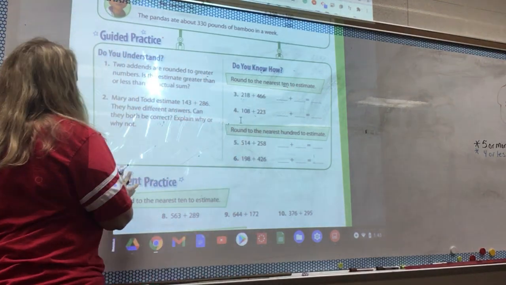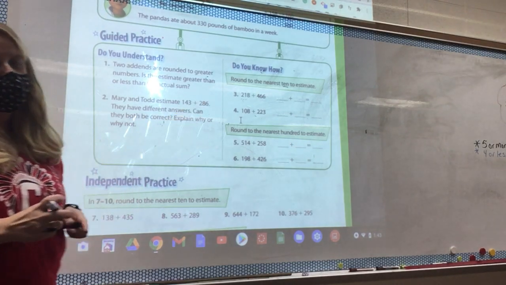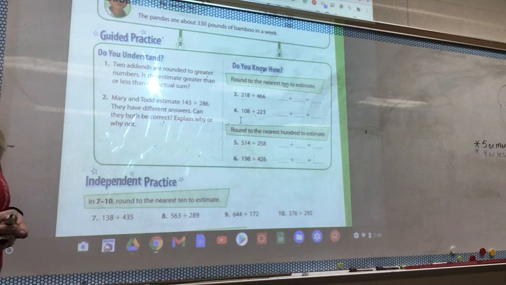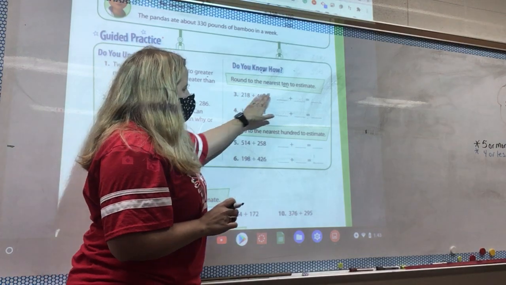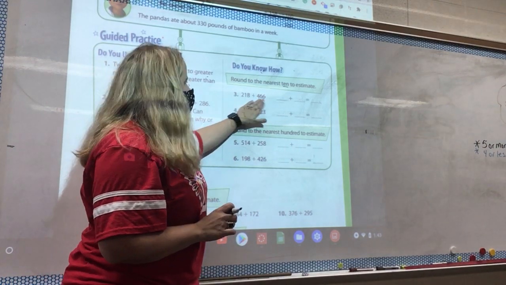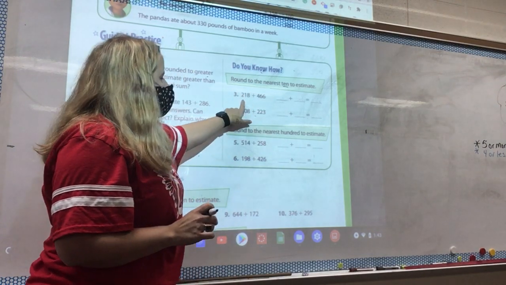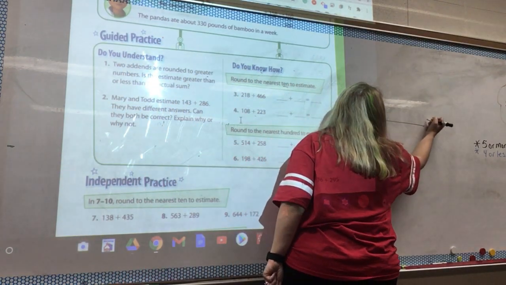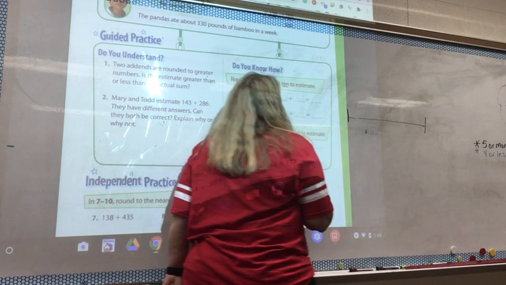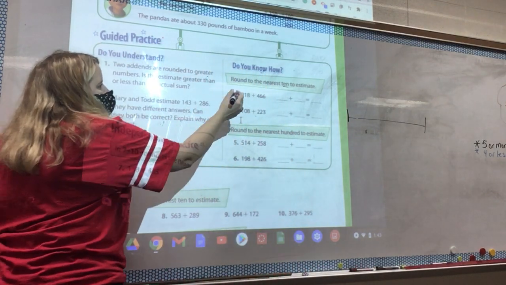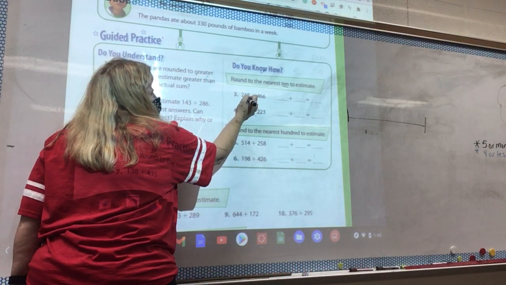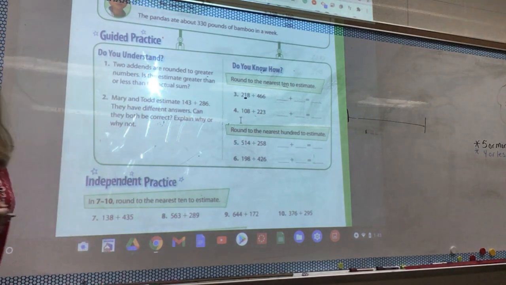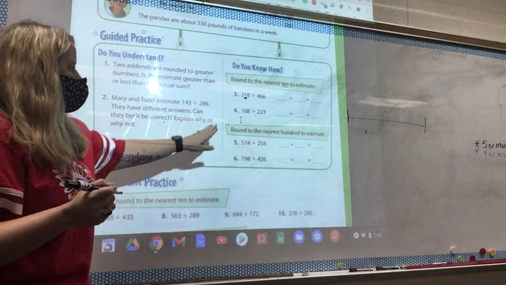We're going to skip 1 and 2 today and just go to our actual problems. So that means we have to round each one of these numbers. Okay? So our first number that we're working with is 218. So the first thing I'm going to do is look at my 10 spot because I'm rounding by tens. What is sitting in my 10 spot? Kent? 1. A 1, right?